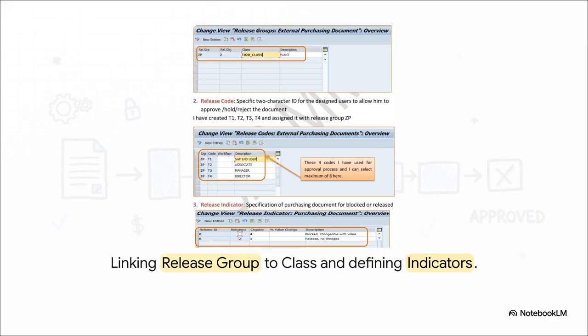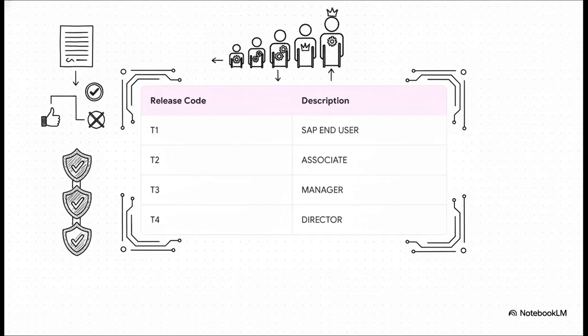First up, we establish a 2-digit release group labeled ZP, and we link it to our class. Then we define our release indicators. It's essentially a high-stakes game of red light, green light. We set B for blocked, that's giving the red light, and R for released, the green light, meaning absolutely no further changes are allowed. To actually enforce the corporate hierarchy, we have to generate specific 2-character release codes.